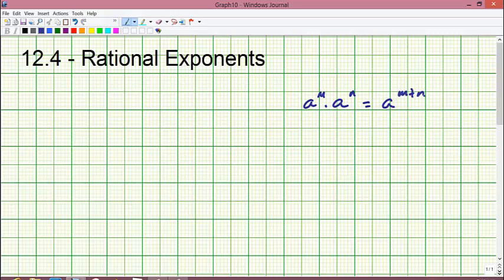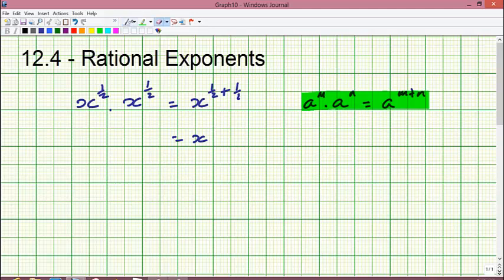We remember that. Now, let's apply this to a situation where the exponent is a rational number, and we remember a rational number is a number which can be written as a fraction. So let's try x to the power of a half. Now if we multiply that by itself, x to the power of a half times x to the power of a half, following this rule that we've just reminded ourselves about, we can say that equals x to the power of a half plus a half, which is x to the power 1, or as we normally call it, x.